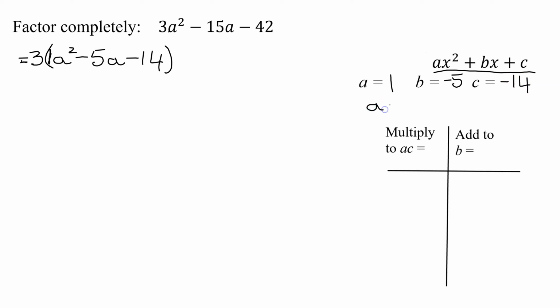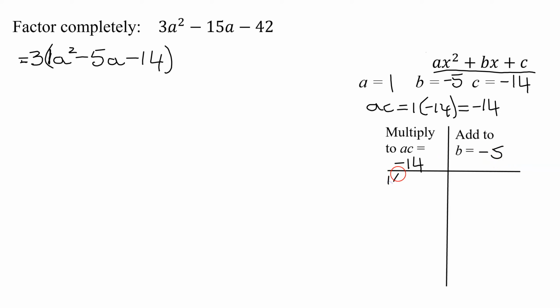Well, we multiply a times c. So I get 1 times negative 14 is negative 14. So I'm looking for two numbers that multiply to negative 14 and add to b, which was negative 5. Hopefully these numbers come to you fairly quickly, but if they don't, I'm just going to use the systematic method of finding them. Two numbers multiply to a negative. That means they have opposite signs. And if they add to a negative, the one with the largest absolute value has to be the negative.